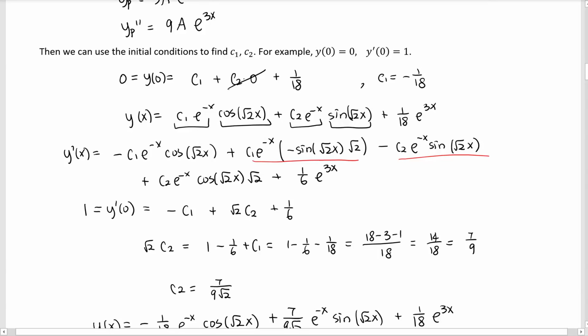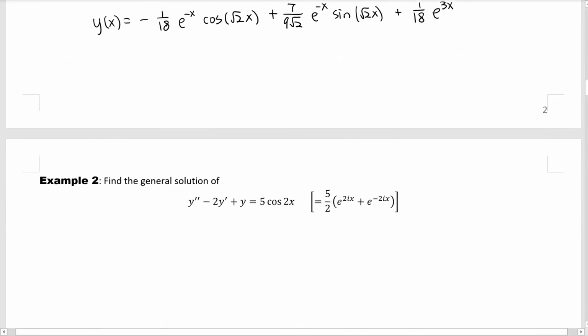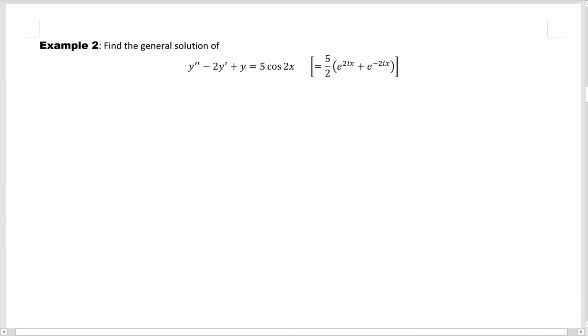Okay, so let's continue. You can see the problem is getting longer. Right now we're only doing second order, so later on today we'll do higher order. Okay, so let's continue.